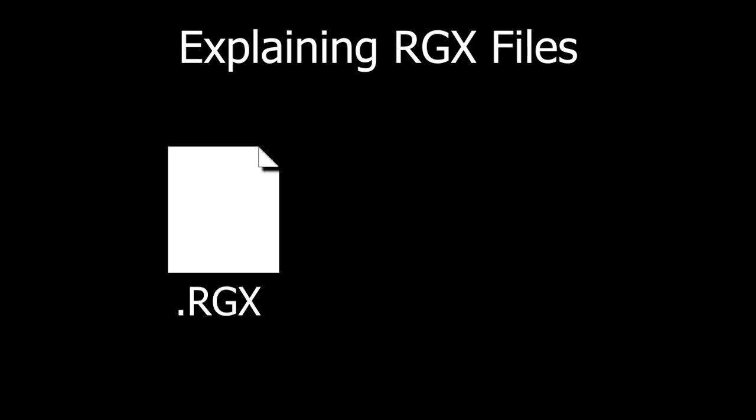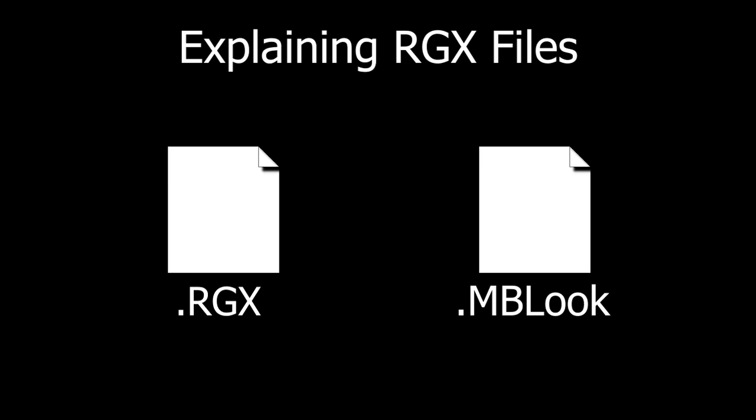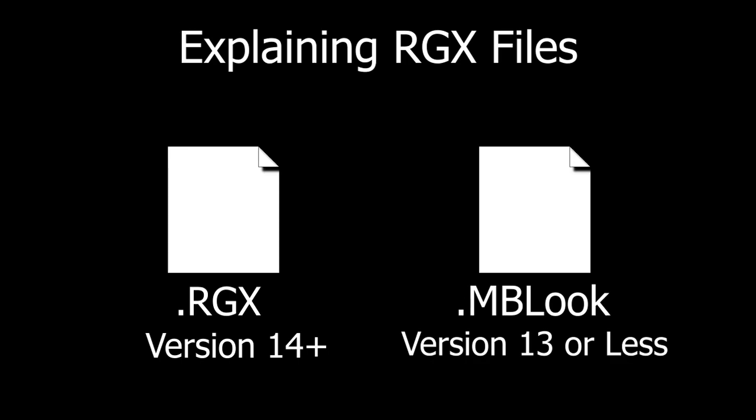The first problem you may have run into is the new type of RGX file. The only real difference between these two types of files is your Magic Bullet Looks version. Newer versions of Magic Bullet Looks have moved over to RGX files, and older versions of Magic Bullet Looks are still using the .MBLooks type of files.